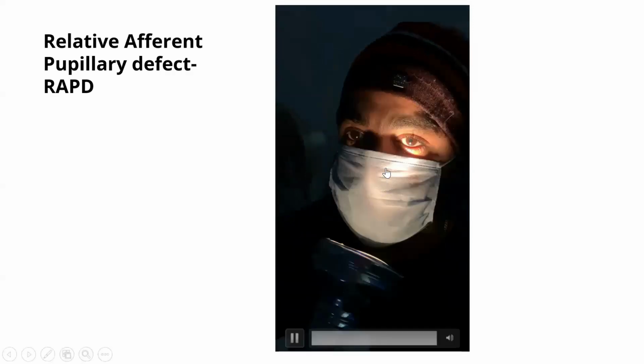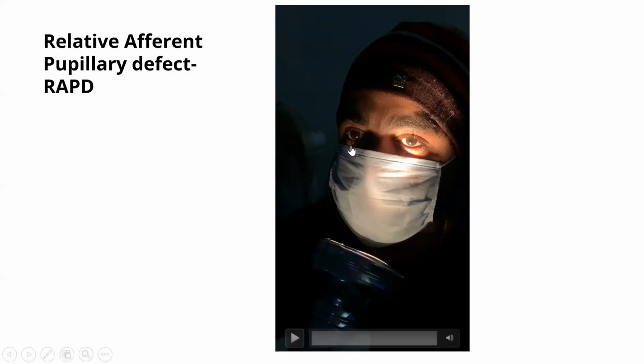When you swing the light from the right eye to left eye, the pupil actually constricts, but not much. When you swing the light from the left to right, it has already dilated and again it constricts. So this is what you call RAPD. So it's not a similar equal reaction in both eyes. If both eyes were functioning properly, then both pupils remain constricted equally. Whereas here, the left eye pupil dilates.